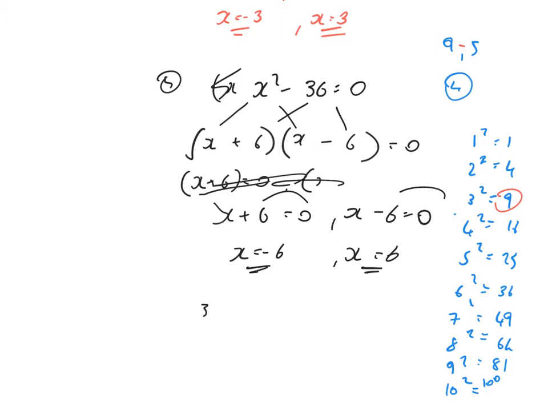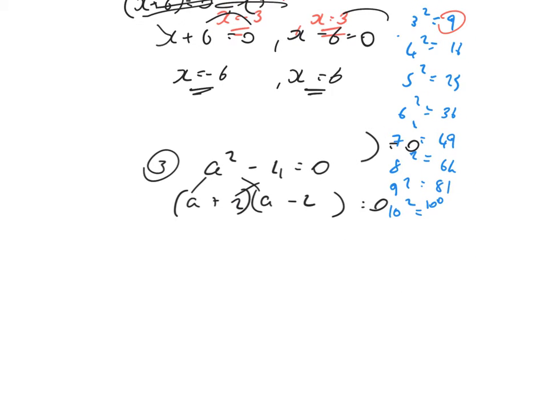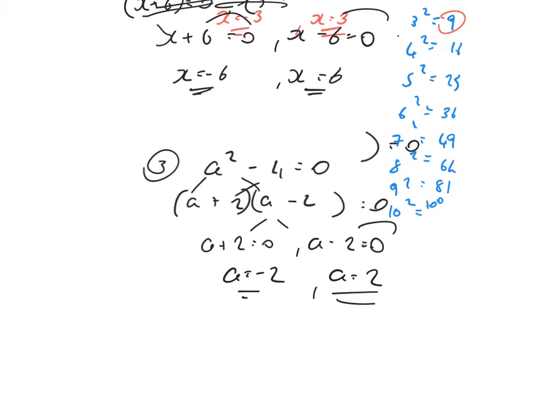Let's try example 3. Example 3, a squared minus 4 equals 0. Okay, so bracket with a plus, bracket with a minus. The square root of a squared is a, the square root of 4 is 2. Okay, let's take it on from there. a plus 2 equals 0, or a minus 2 equals 0. Bring that over, change its sign. a equals minus 2, or a equals 2. Example 4.